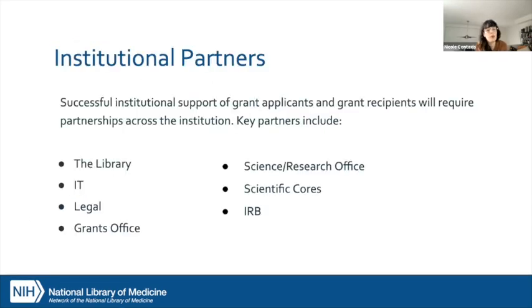Now, I've mentioned a few partners that different people are working with throughout all of these types of services. And I just want to note that a lot of times successful institutional support is going to rely on partnering with different departments. Example departments include, of course, the library, but also IT, perhaps legal, the grants office, science and research offices, scientific cores, as well as the IRB.